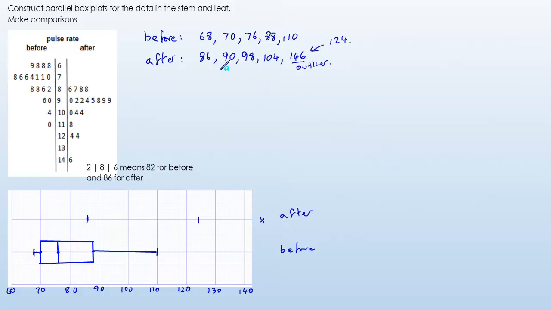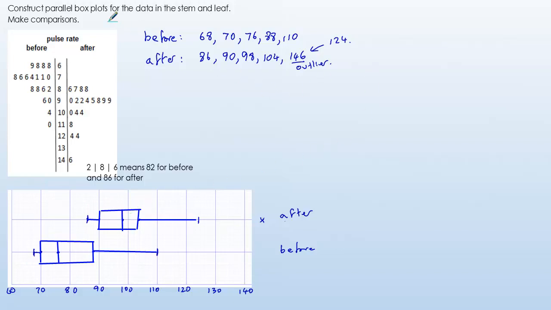The 90, then we've got a 98, which is just here, and we've got 104, which is about there. So put the stalks on at each end, and then we'll draw the boxes. And put the median across.